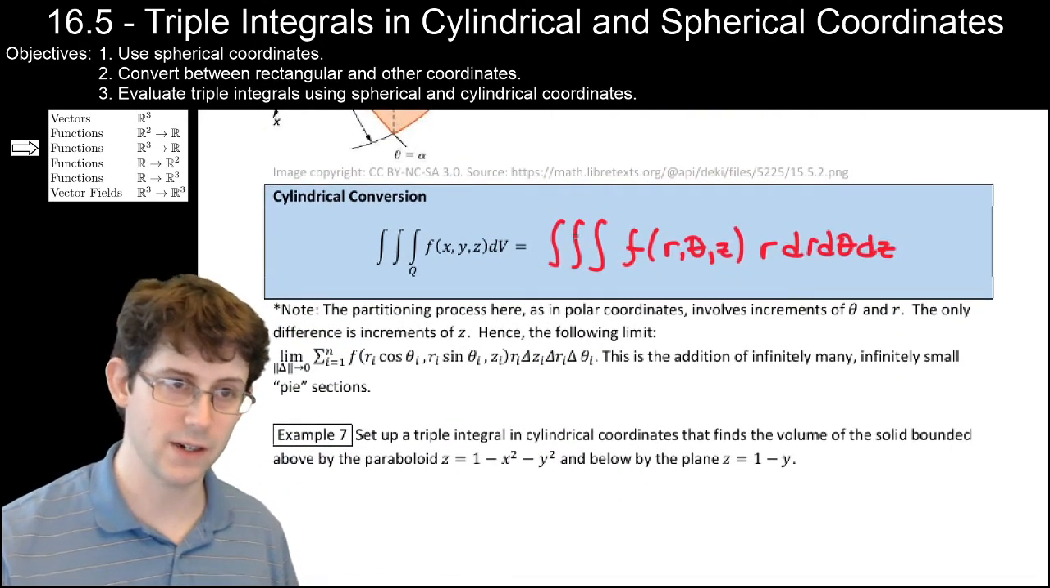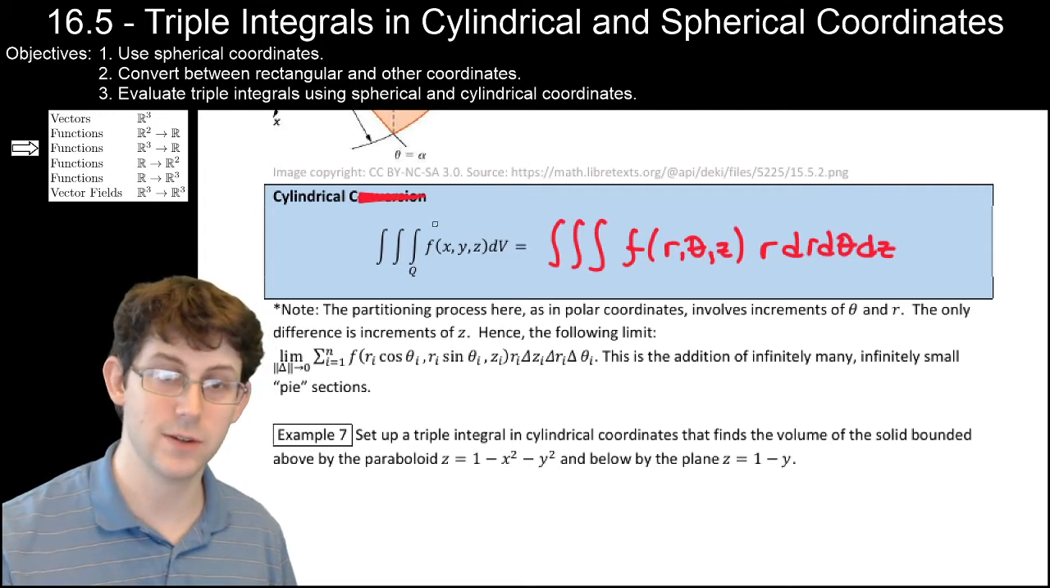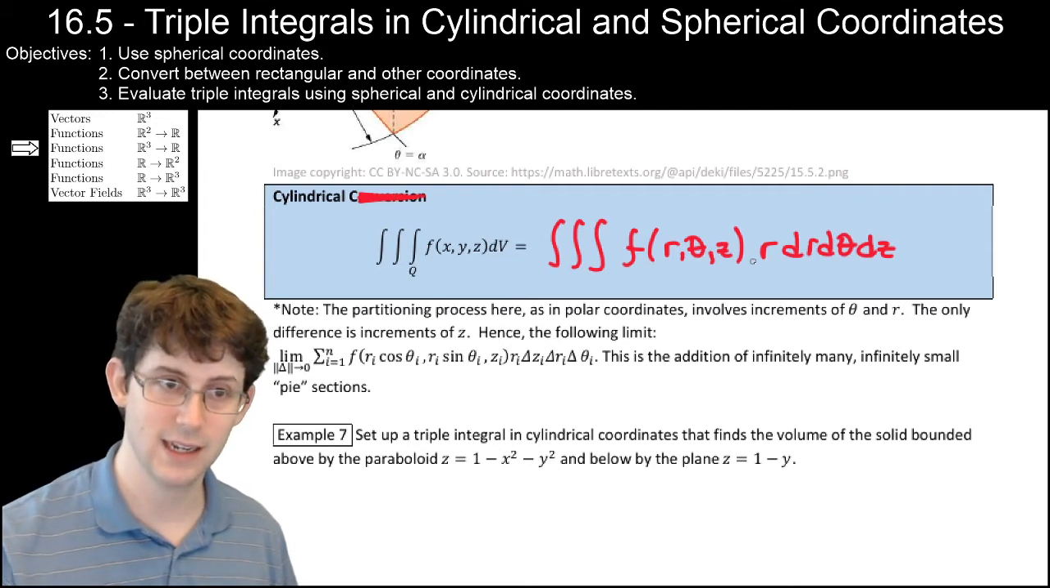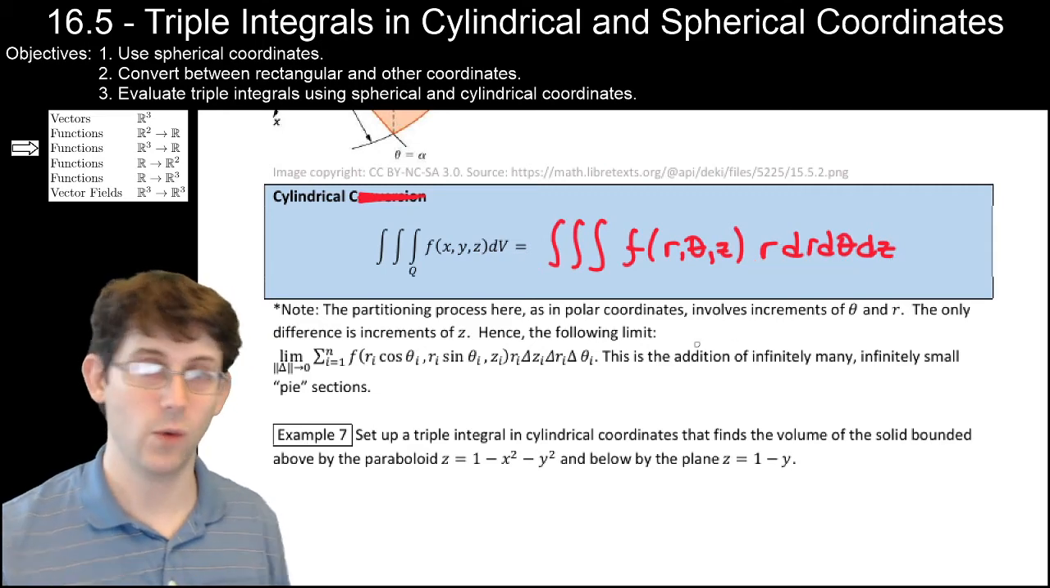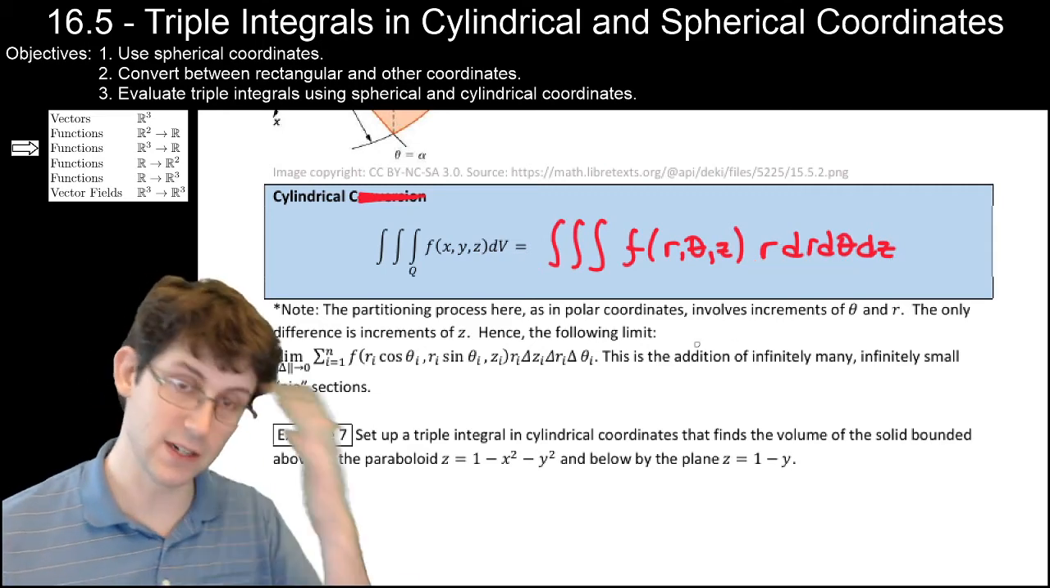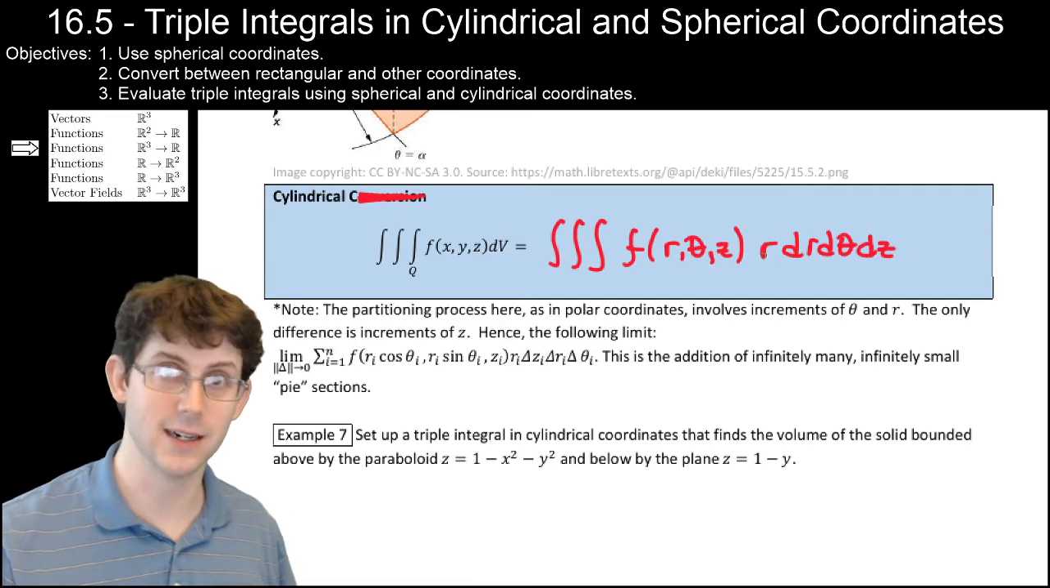So when you do a triple integral, this isn't actually a conversion. When you do a triple integral in cylindrical coordinates, this is dV. It has an extra r on it. When we do the argument for spherical coordinates, it's going to be a little bit crazier, but we'll get there.